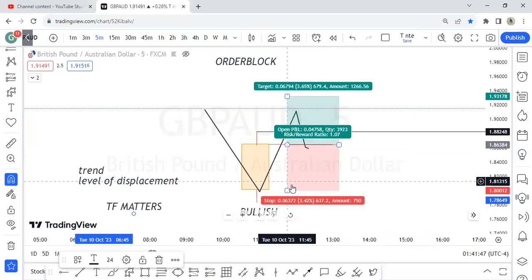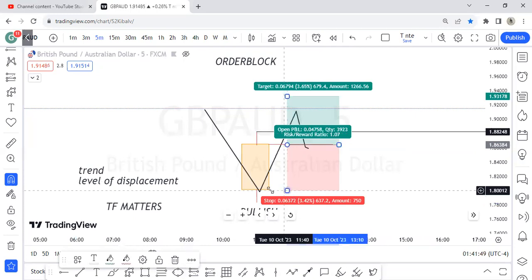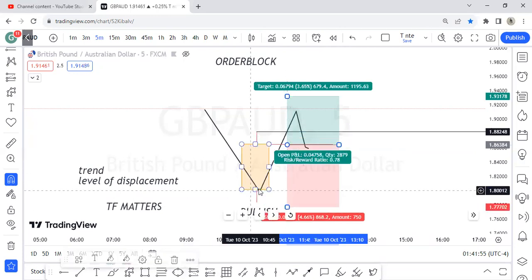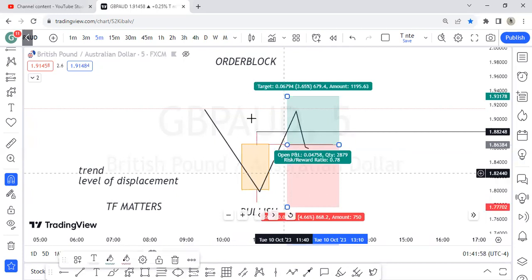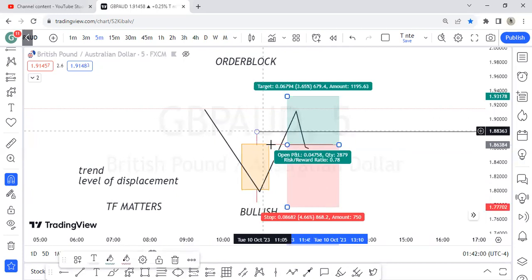So stop loss can either be below the open price of the order block. It can be below this open price, or you can set it below the wick. So it depends on you. The best place to place the order block entry is at this place. But if you're not really sure of where to place it, you can place your entry at the high of the order block.